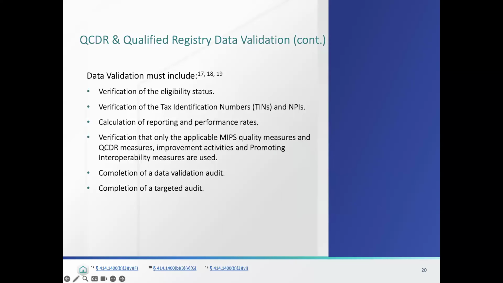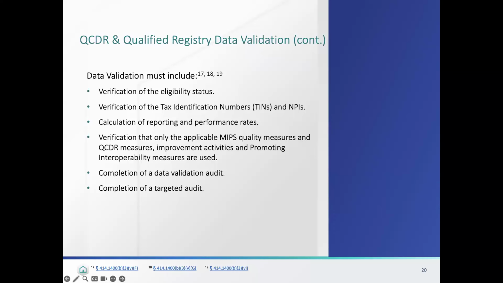For completion of a targeted audit, the QCDR or qualified registry must conduct targeted audits in accordance with the data validation audit. If a data validation audit identifies one or more deficiencies or data errors in the QCDR or qualified registry, the QCDR or qualified registry must conduct a targeted audit into the impact and root cause of each deficiency or data error for the MIPS payment year. The QCDR or qualified registry must conduct any required targeted audits for the MIPS payment year and correct any deficiencies or data errors identified through such audits prior to the submission of data for the MIPS payment year.